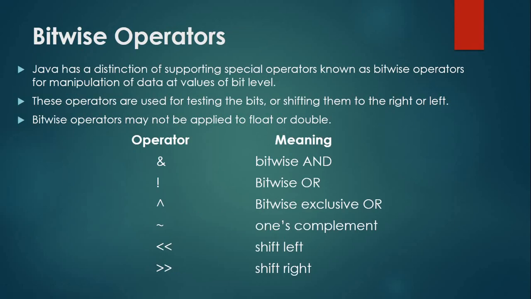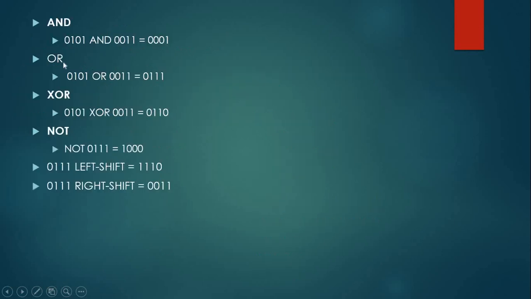Now let's check the bitwise operators. Java supports special operators known as bitwise operators for manipulation of data at the bit level. You have already studied these in the BE subject and DF subject: what is bitwise AND, bitwise OR, bitwise exclusive OR, ones complement, shift left, shift right. So these operators are used for bit-level operations.